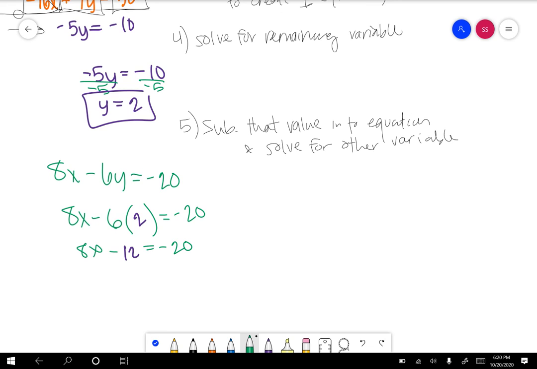To isolate x now, we need to get rid of whatever is being added or subtracted from the x term. In this case, we need to get rid of this negative 12. The opposite of negative 12 would be positive 12, so we need to add 12. And whatever you do to one side, you have to do to the other. Negative 12 plus 12 is 0. So we are left with 8x on the left, and negative 20 plus 12 on the right would give us negative 8.